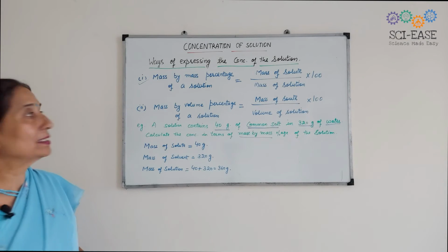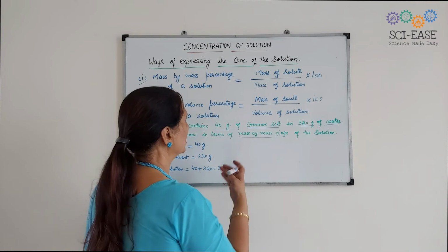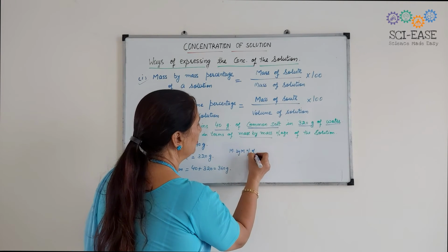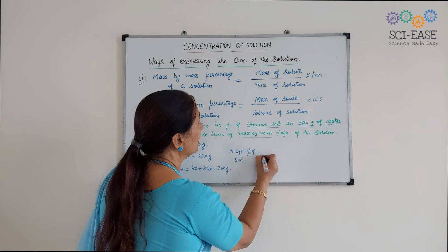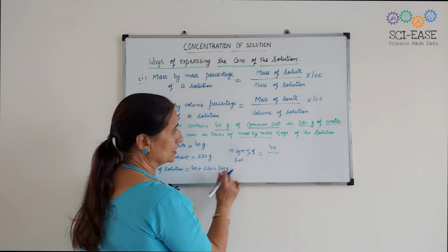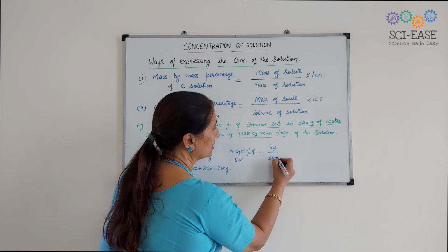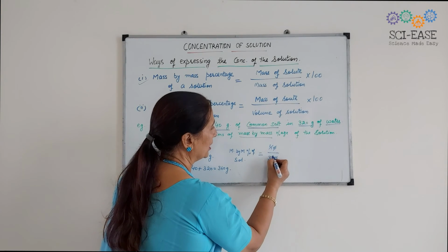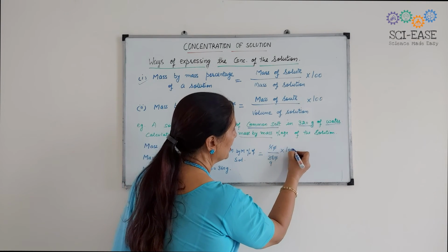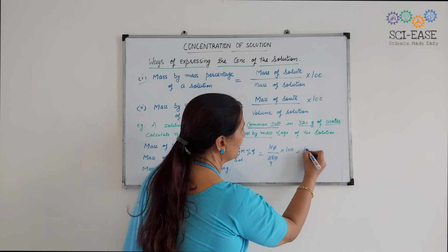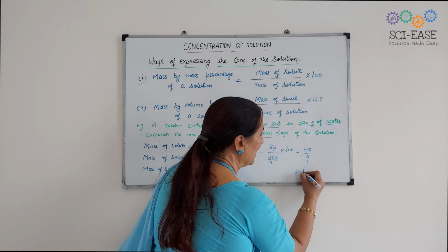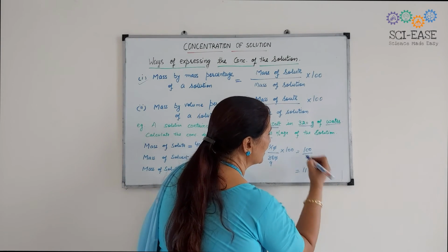So here the formula applied is mass by mass percentage of solution, which is equal to mass of the solute, 40, over mass of the solution, 360. So what will be the result? 0 cut, then 4 nines, into 100. So it is equal to 100 over 9. So the value will be 11.1 percent.